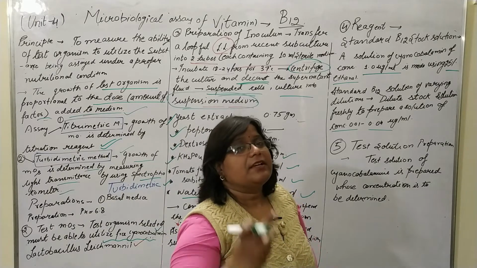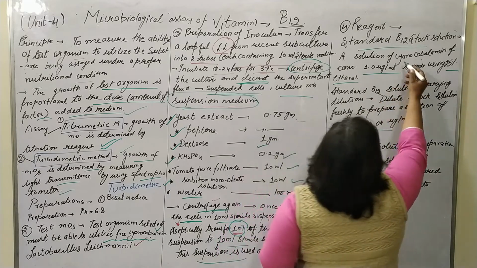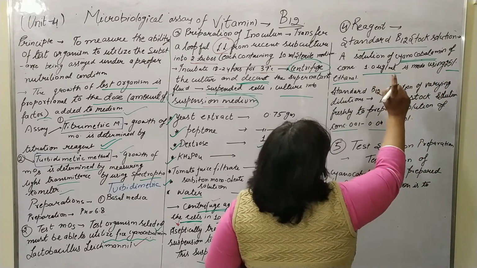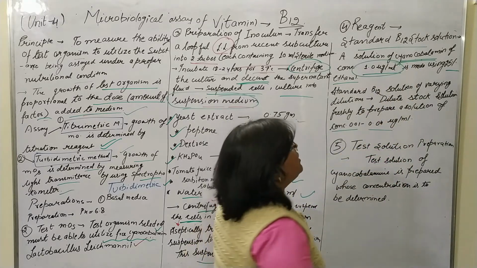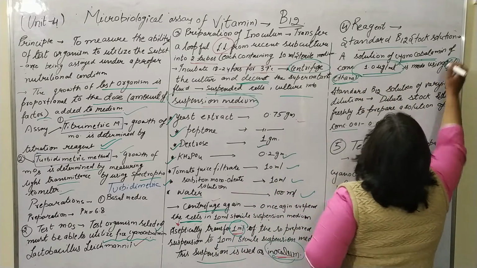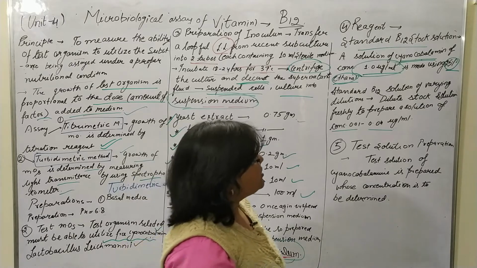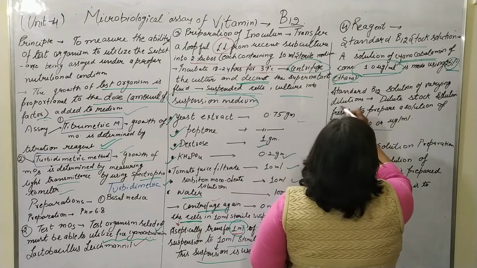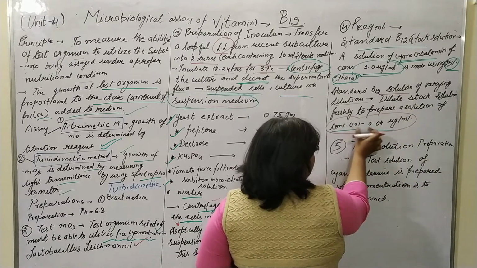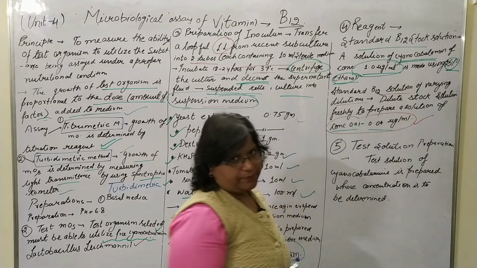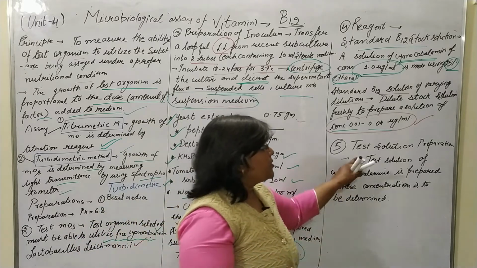Now, for the reagents, first the standard B12 stock solution is prepared. The standard solution of cyanocobalamin, that is vitamin B12, is prepared at a concentration of 1 microgram per ml. For that we use 25% ethanol. Now dilute this preparation to concentrations of 0.01 to 0.04 microgram per ml. Now the fifth requirement is the preparation of test solution.